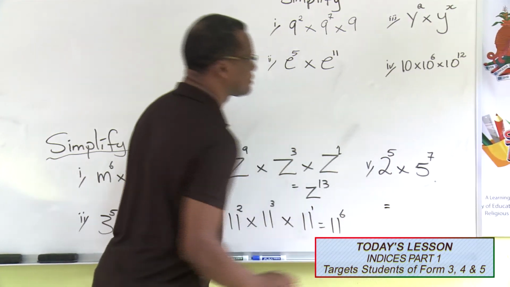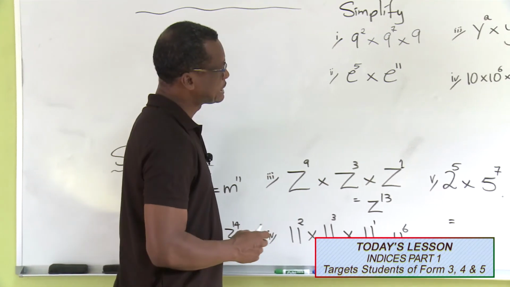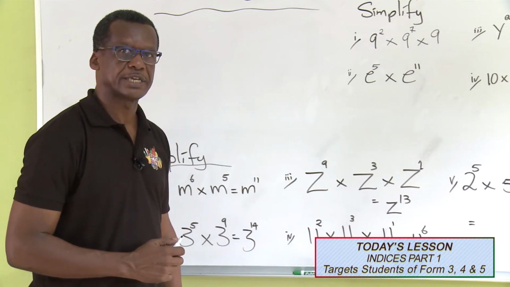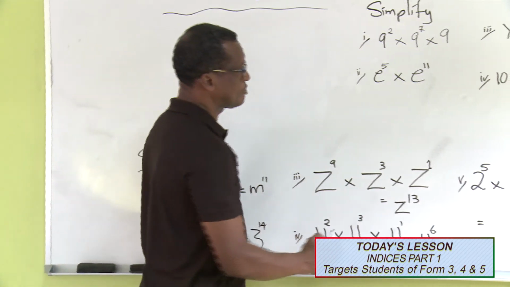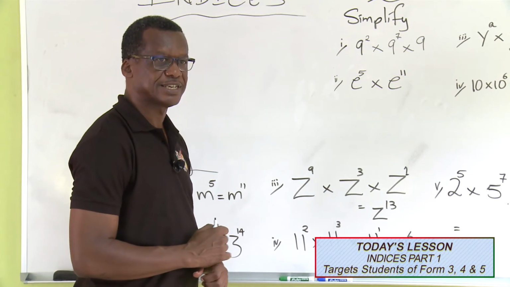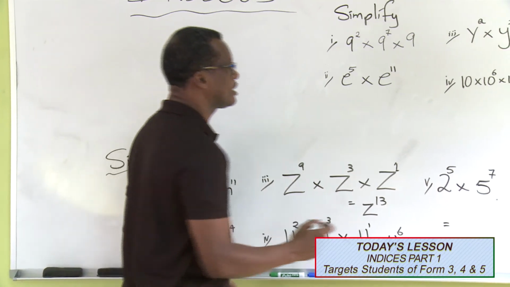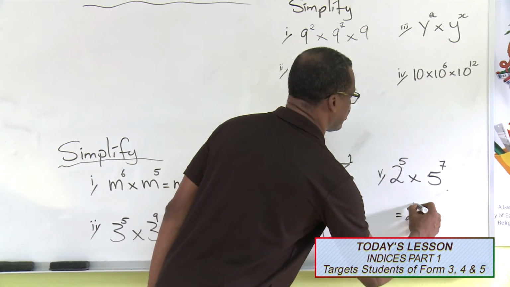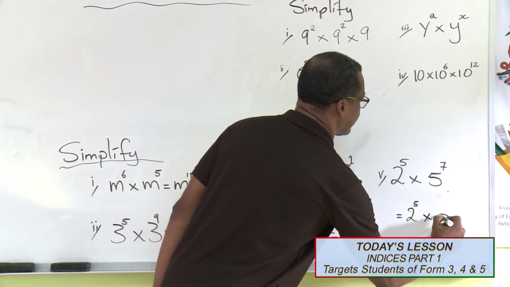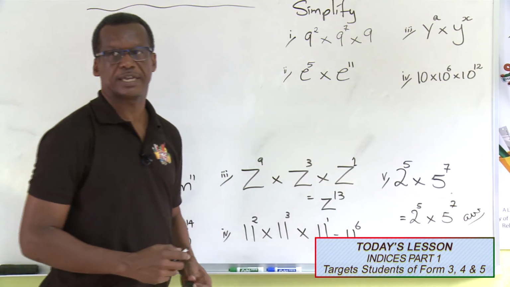And number 5, 2 to the power of 5 multiplied by 5 to the power of 7. Can we apply the rule here? Are the numbers in the same base? Well, sadly, they are not in the same base. So the rule for indices cannot apply here. This would have to remain 2 to the power of 5 multiplied by 5 to the power of 7. It cannot be simplified any further.